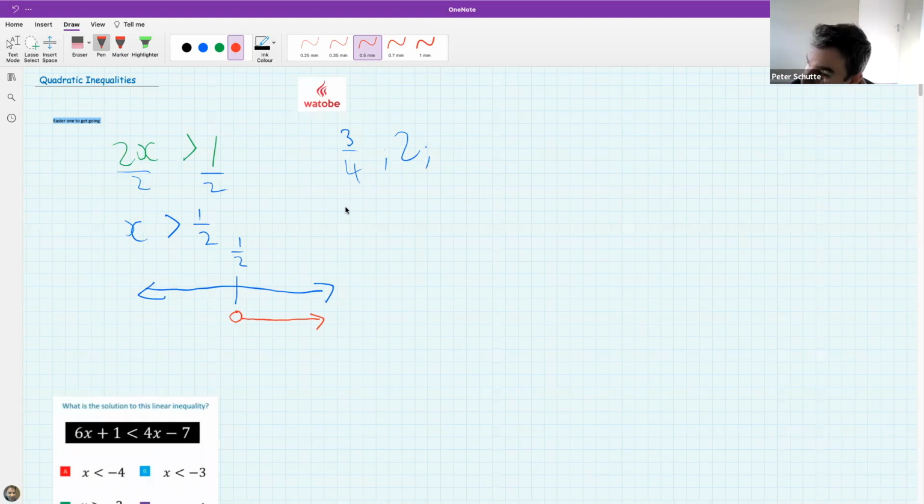And this is called a linear inequality because the inequality only has a variable with a power of 1.